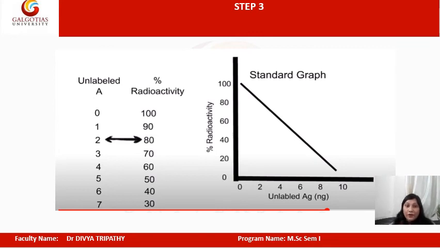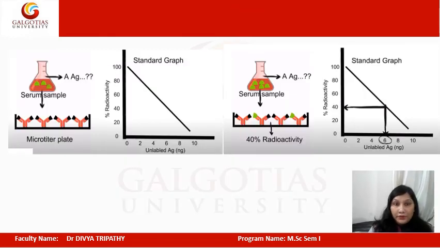Remember that we have not yet used the sample serum. These are all solutions that we have made in the lab. Now is the time to find out the concentration of our sample solution that we took at the start, which was our actual objective. We have to find out the concentration of A antigen in this serum sample. Now what will we do?